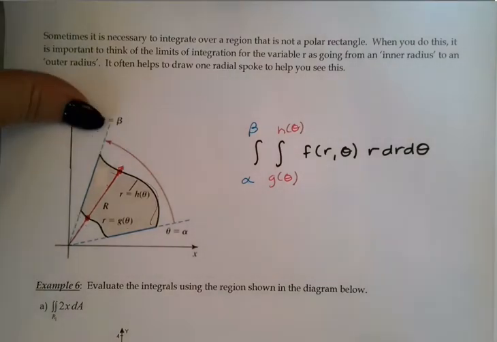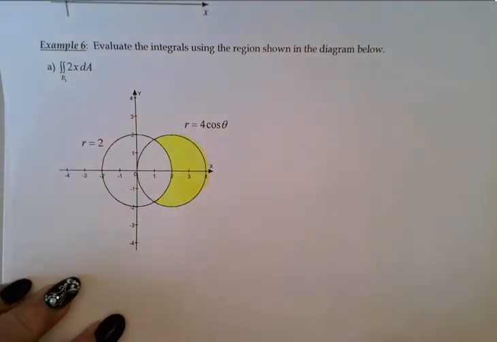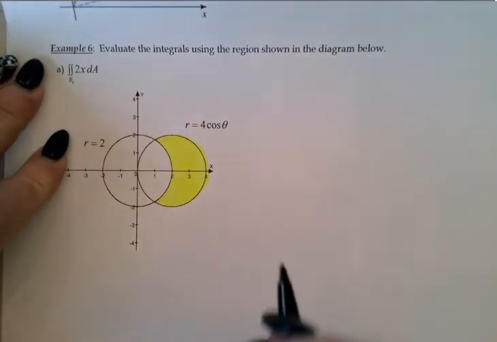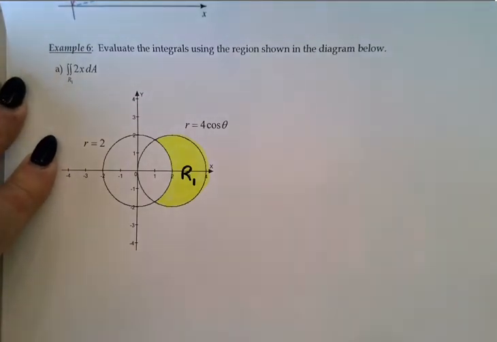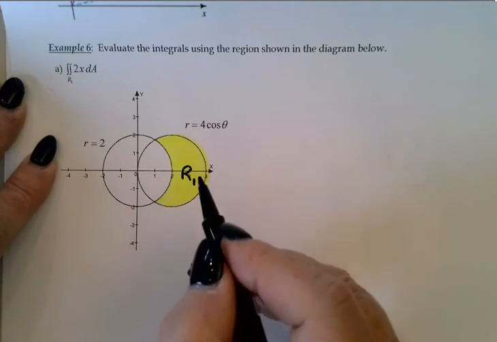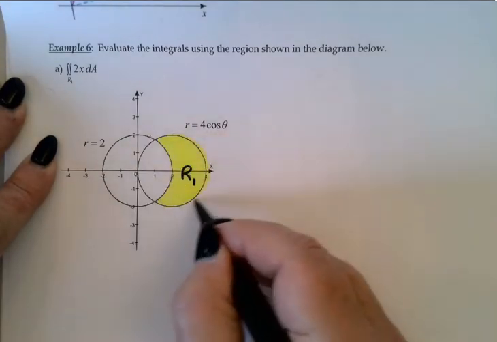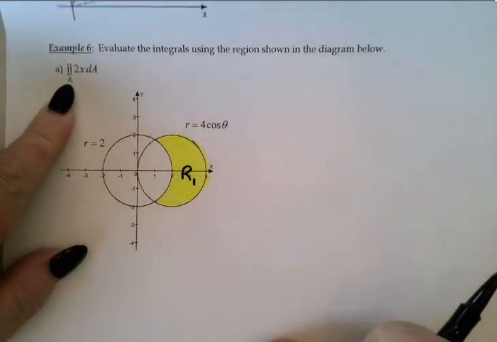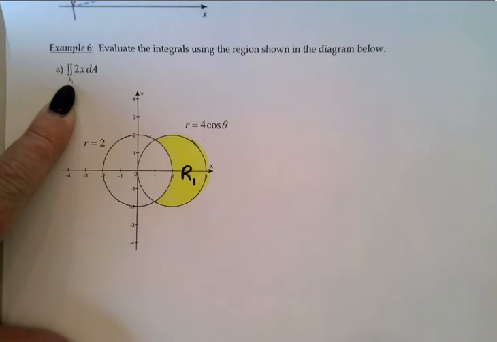All right, in the next example, example 6 has 3 parts. We're going to use the same diagram all 3 times, but I'm going to ask you to shade in different parts of it to represent the region R. So this is my region R1. It's the little moon-shaped piece here that's between the circle r equals 2 and the circle r equals 4 cosine theta. We'd like to integrate the function 2x dA over that region, R1.